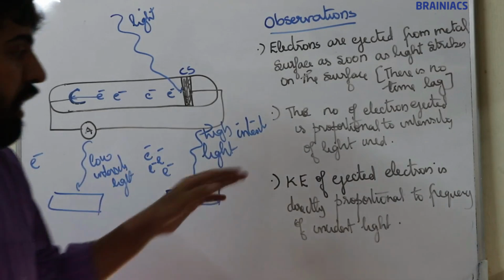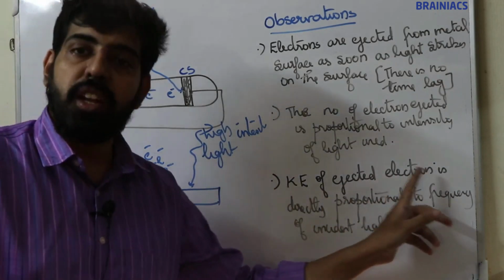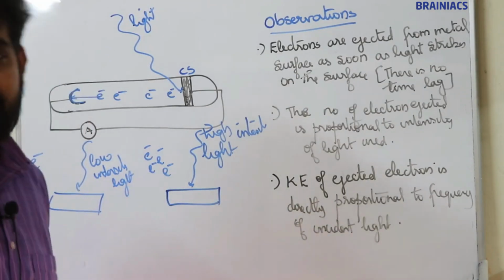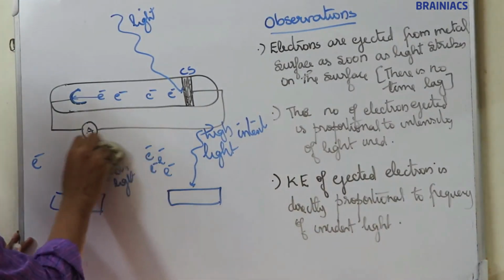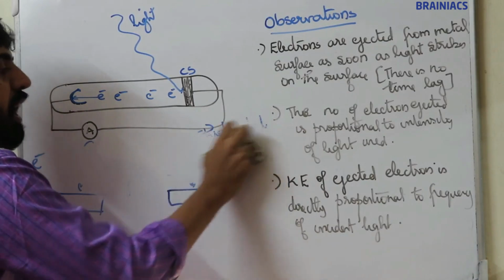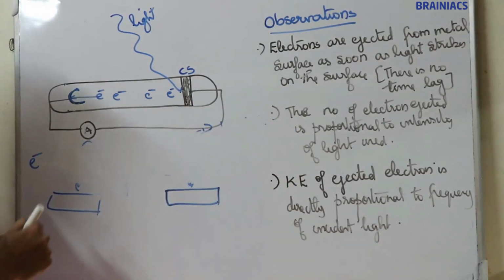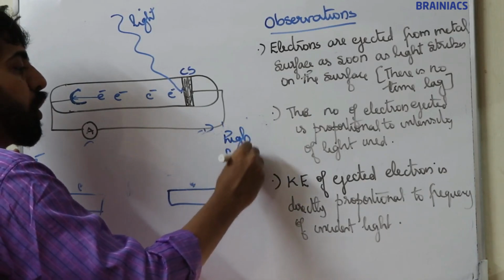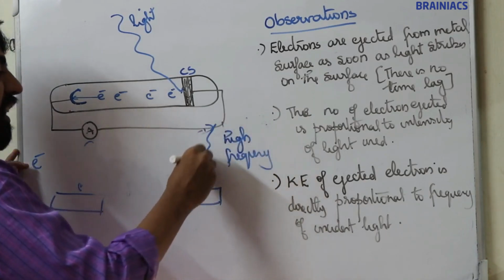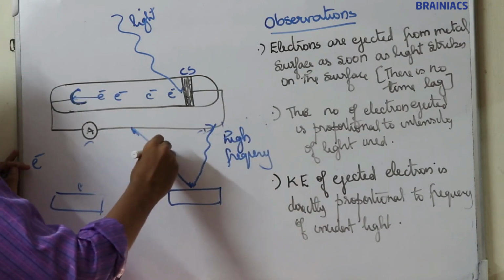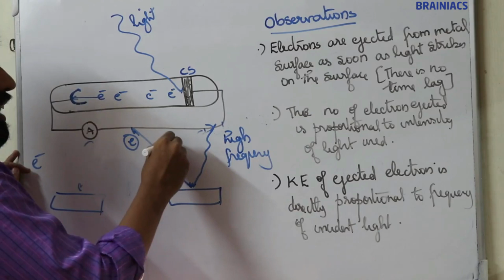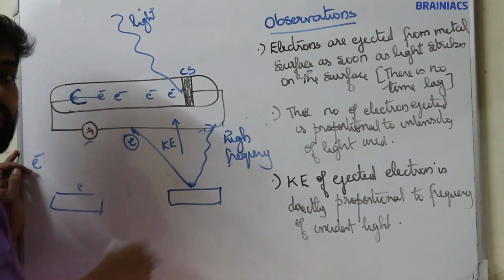Third observation: the kinetic energy of the ejected electron is directly proportional to the frequency of incident light. So when he used high frequency incident light, the kinetic energy of the ejected electron is also more.